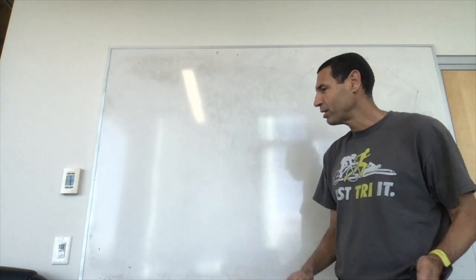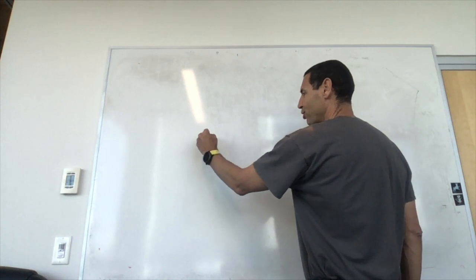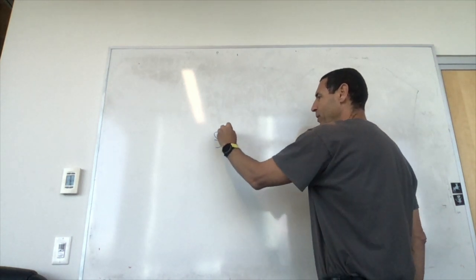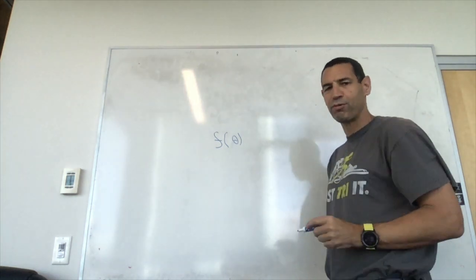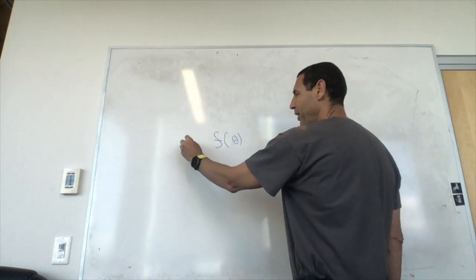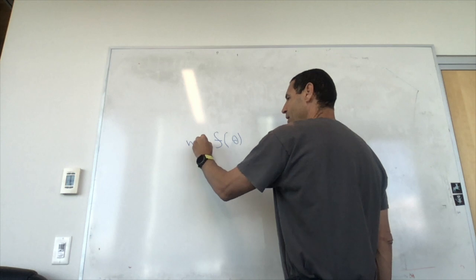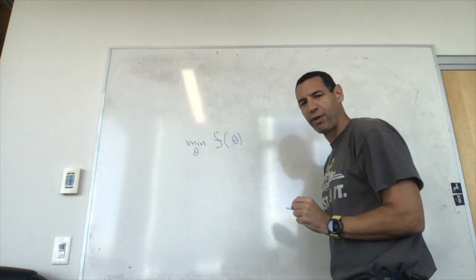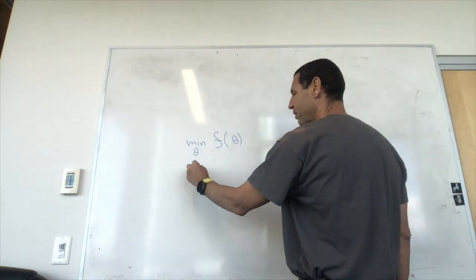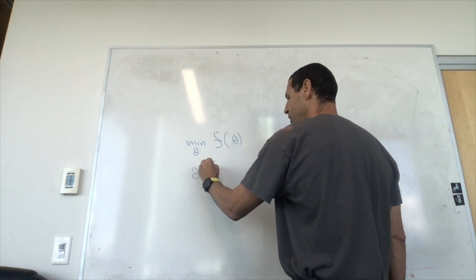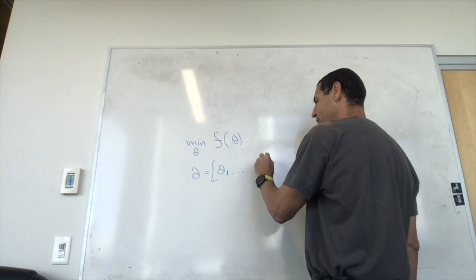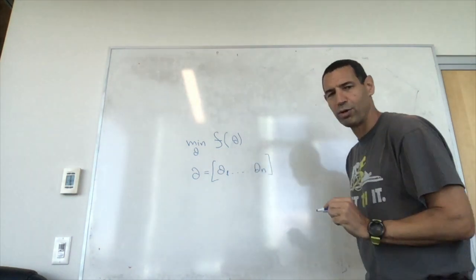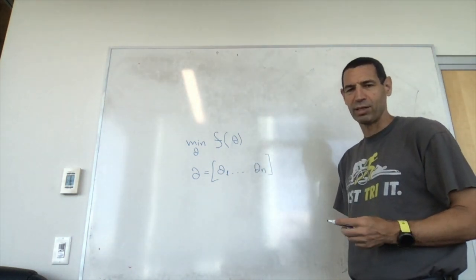So the goal is to minimize functions. We have a function f. We assume it depends on the parameters theta, which is a vector, and we want to find the minimum of this function. So we will write it like minimize over theta of f of theta, where theta is a vector. So theta here can be a vector that looks like this, theta 1 up to theta n. This is what we're going to try to do, and we're going to try to minimize and talk about the solution of these things.